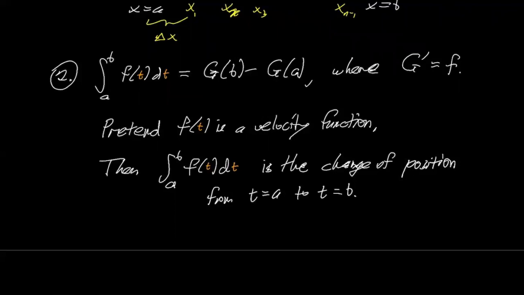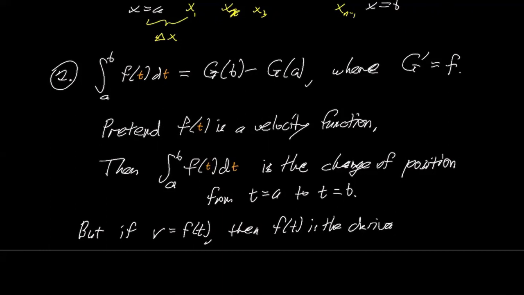But if f is velocity, if v equals f of t, then velocity is the derivative of position. Then f of t is the derivative of the position function. And you might guess what I'm going to call it. I'm going to call it capital G of t.